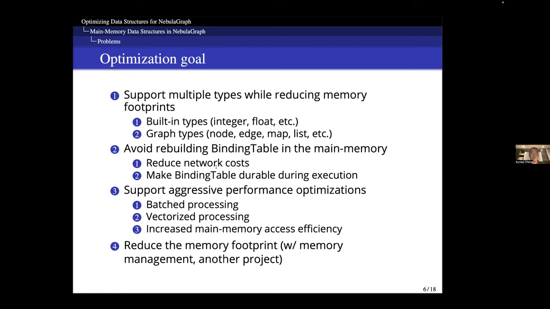This is one of our major optimization goals, and we also need to refactor the binding table so that we can achieve batched processing, vectorized processing, and so on. For these types of optimizations, they need to exercise a batch of sequentially stored data within the main memory. Our current implementation cannot deliver that, so we need to change the data formats. And of course, we need to reduce the memory footprint.